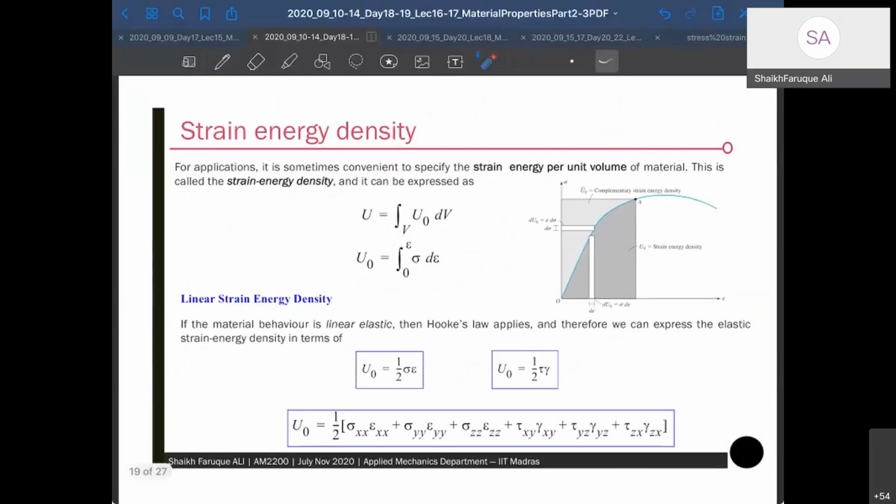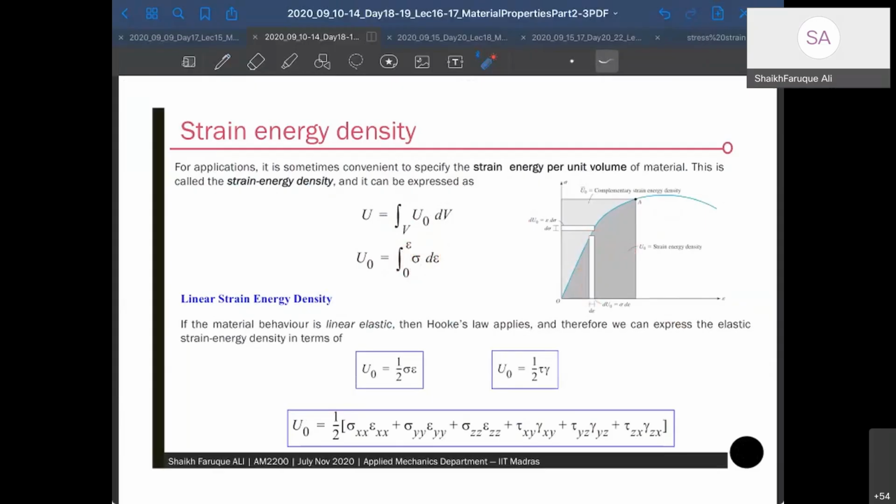Now from strain energy density, if you want the total strain energy of the body, you have to integrate strain energy density with respect to the volume of the body, so integrate this with dV. Clear? Where U0 is the integral from 0 to epsilon of sigma into d epsilon. Why is it sigma into d epsilon? You see this figure here. It is the work done, the strain energy due to sigma for a very small change in strain. So this is the small work done, and when you integrate it over the full range, you get the total strain energy of the body.